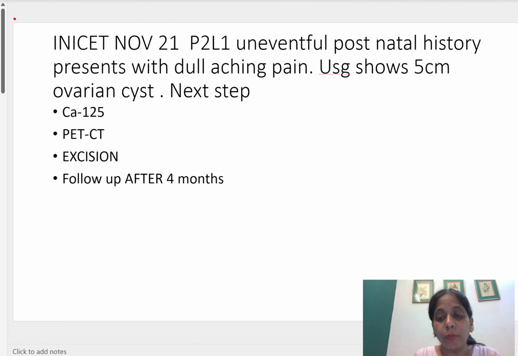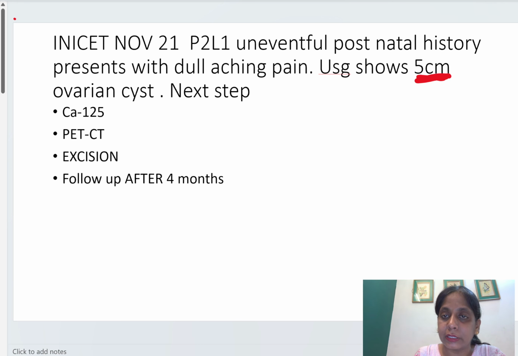Okay, so hormonal disturbances also form cysts, cystic adnexal masses. But these adnexal masses are very small, just as given in the question, a 5 centimeter ovarian cyst. Now how do we treat this hormonal disturbance ovarian cyst?